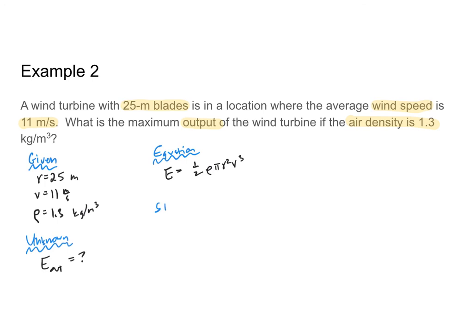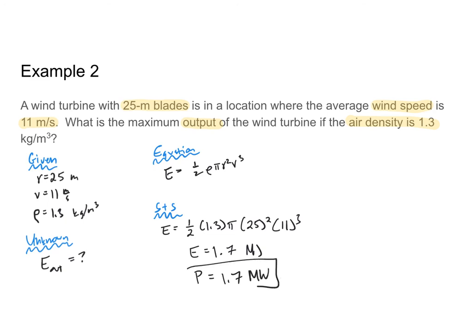Thus, when I sub and solve, what I will write is that my energy is equal to 1/2 times 1.3 times pi times 25 squared times 11 cubed. Thus, my maximum energy output is approximately 1.7 megajoules, or my potential power output is 1.7 megawatts. And there we go. That is how we can solve our wind turbine problems.